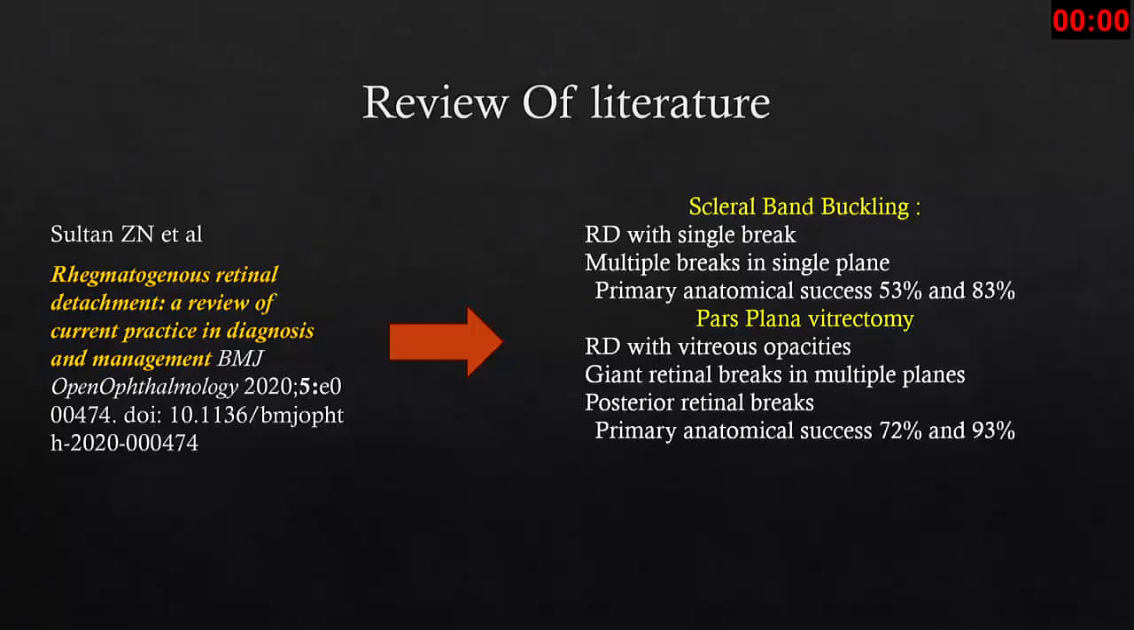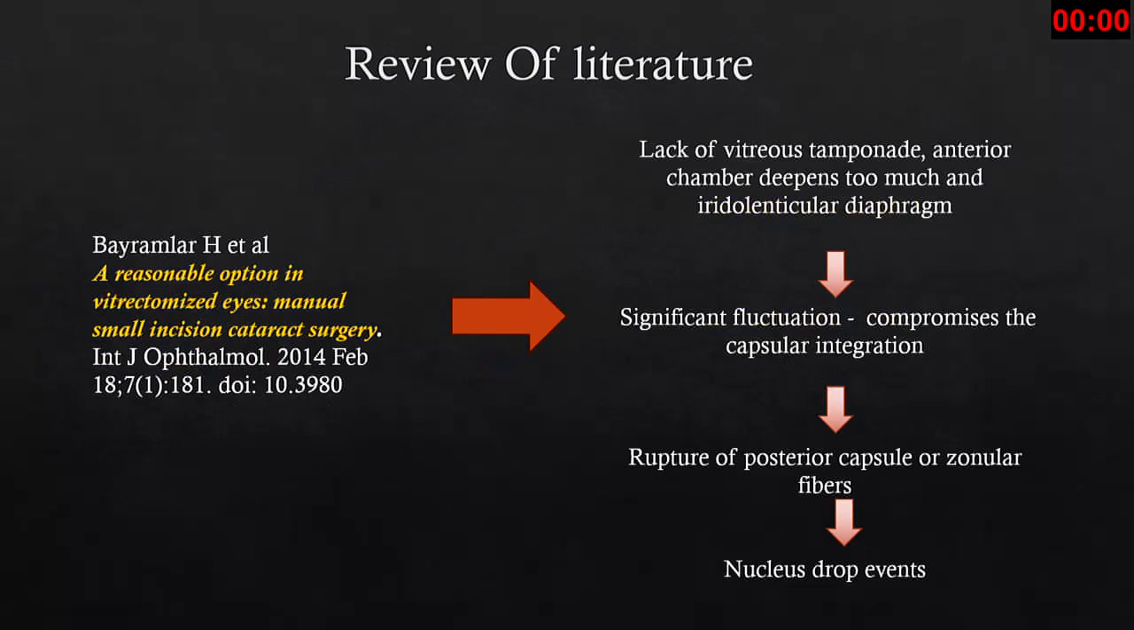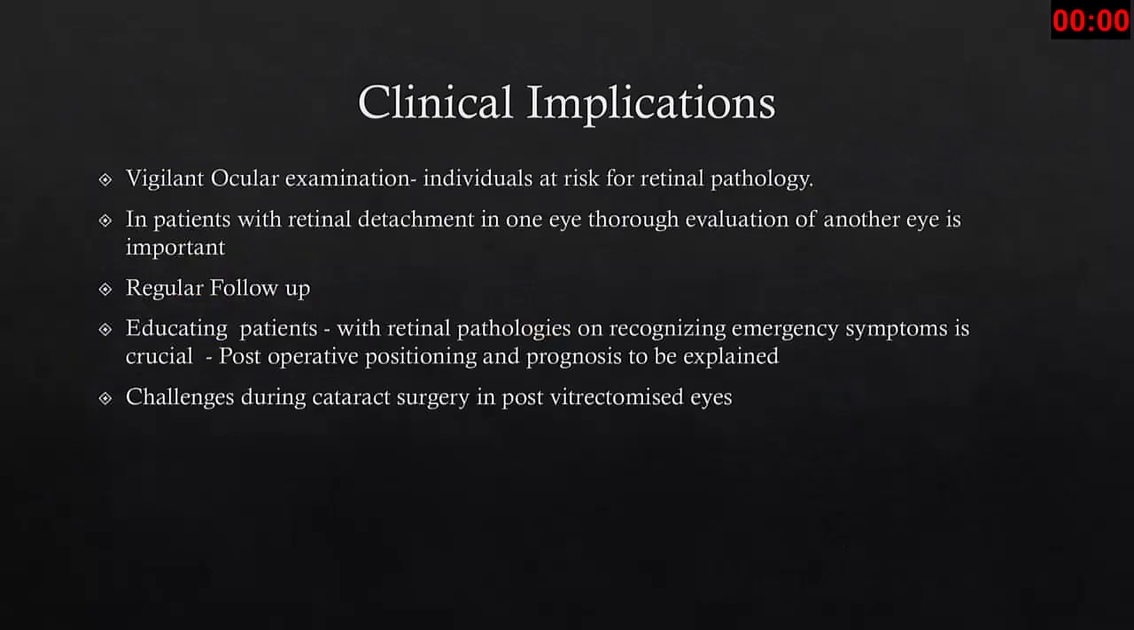Coming to the review of literature, if the retinal detachment is involving multiple planes, then pars plana vitrectomy has more anatomical success compared to scleral buckling. In patients who develop cataract after vitrectomy, there is an increased chance of nuclear drop events occurring. So we prefer minimal incision cataract surgery compared to phacoemulsification.